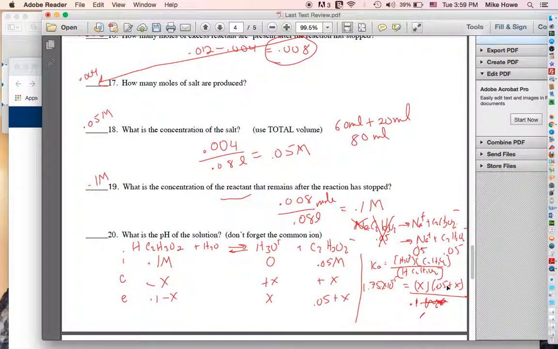All right, and over here, since that's 5 times 10 to the negative second, -2 to -5 is 3 or more, so I can ignore this X as well. So now, just to solve the question, I have 1.75 times 10 to the negative fifth is equal to X times 0.05 divided by 0.1, which is actually equal to 0.5.